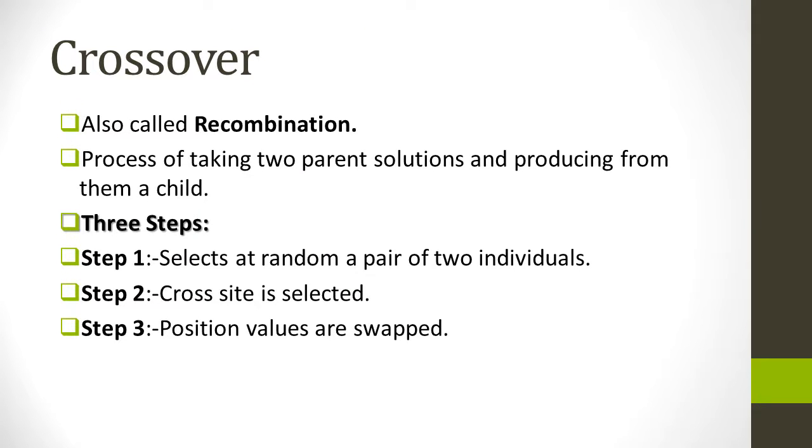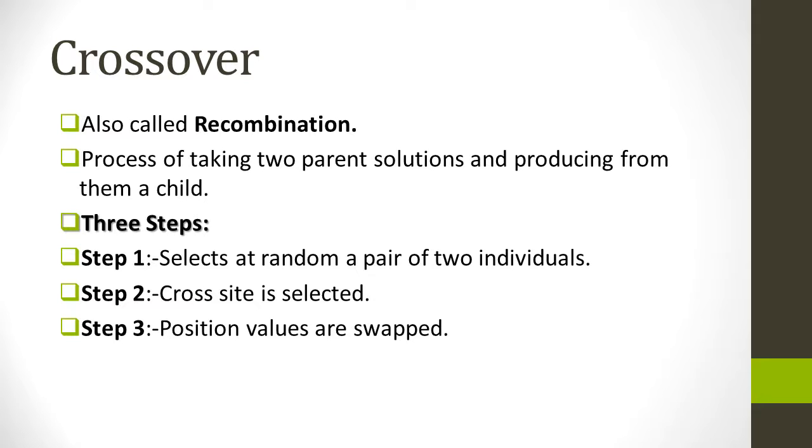Then the next operator which is used in genetic algorithm is crossover. Crossover is also called as recombination. Crossover is the process of taking two parent solutions and producing from them a child. Crossover operator is applied to the mating pool with the hope that it creates better offsprings. In an easy way, you can say that the crossover operator is used to create new chromosomes for the next generation by randomly combining two selected chromosomes from the current generation through the selection process.